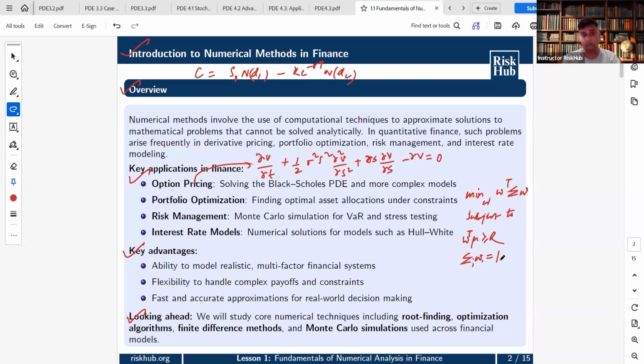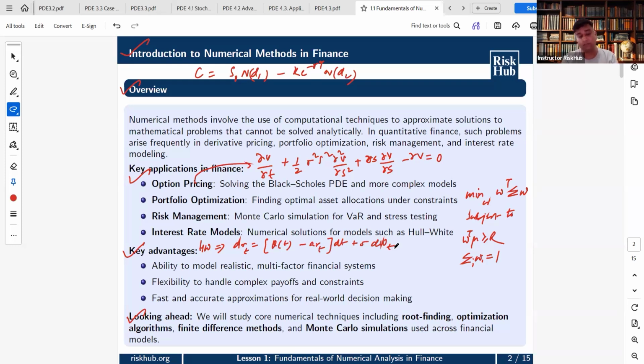Then we have interest rate models, right? Interest rate models such as Hull-White often need numerical methods. A basic Hull-White model is: dr_t equals (theta of t minus a r_t) dt plus sigma dW_t.